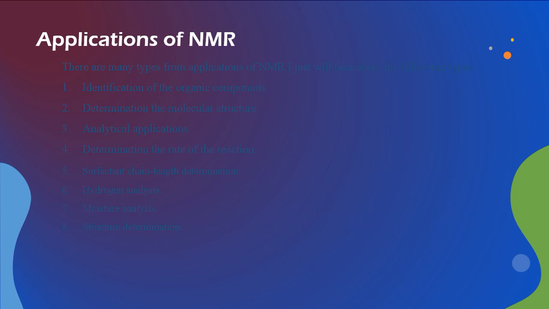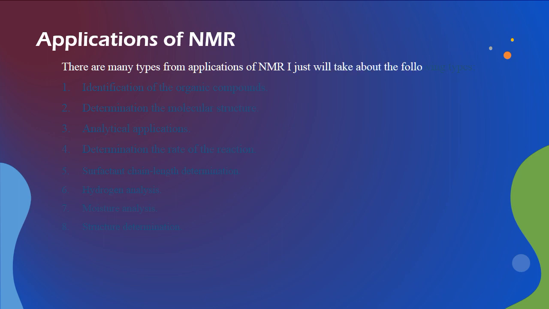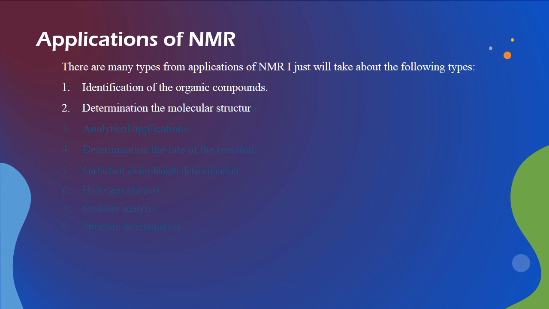The applications of NMR. There are many types of applications of NMR. I will just talk about the following types. Number 1. Identification of the organic compounds. Number 2. Determination of the molecular structure. Number 3. The analytical applications. Number 4. Determination of the rate of the reaction.